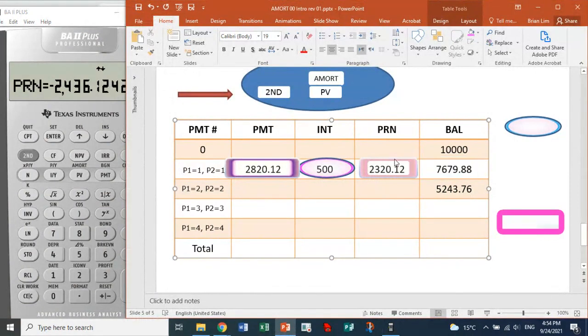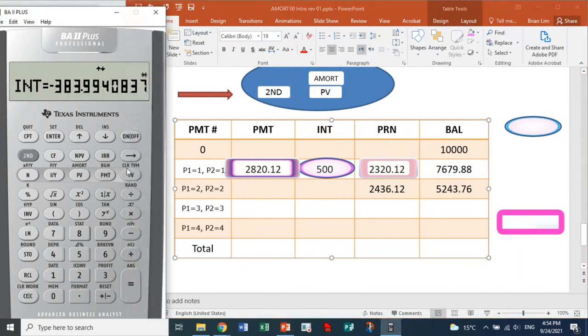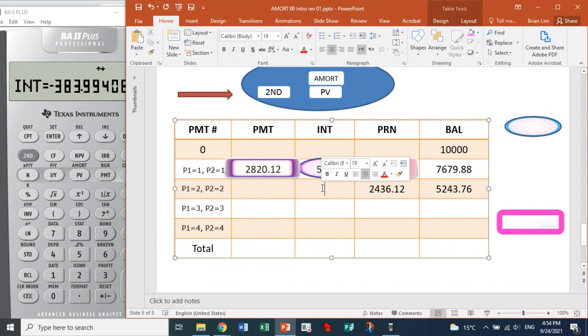So that number is 2436.12. Okay, the next number is what? The amount of interest that was paid. The amount of interest was 383.99. All right, so what will happen here?